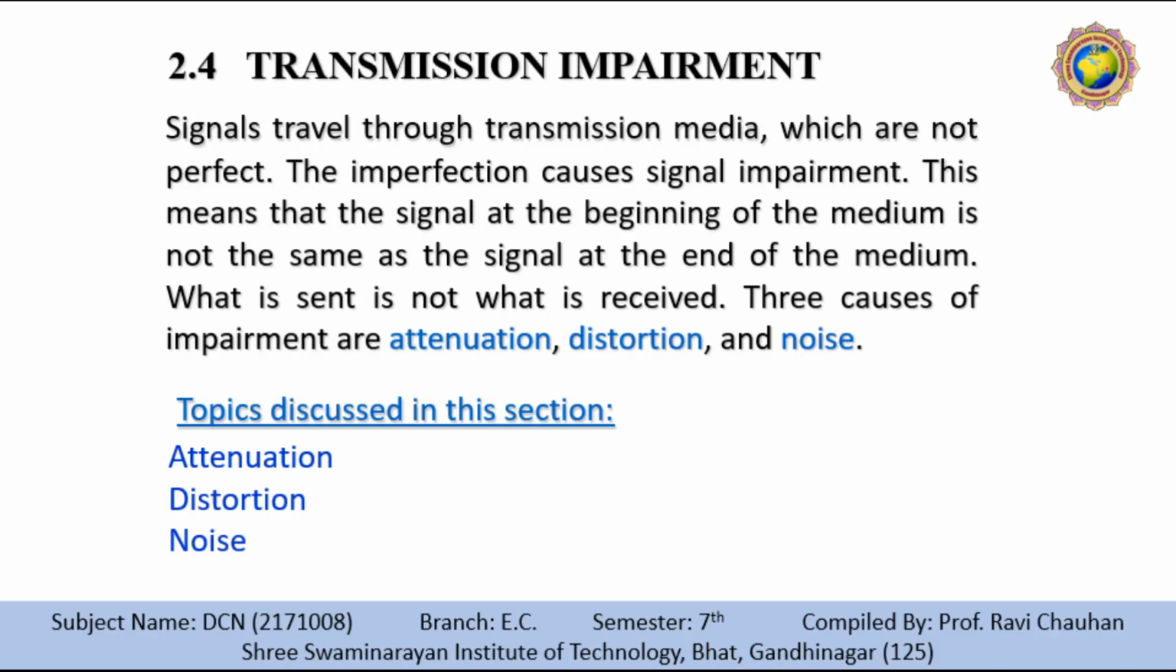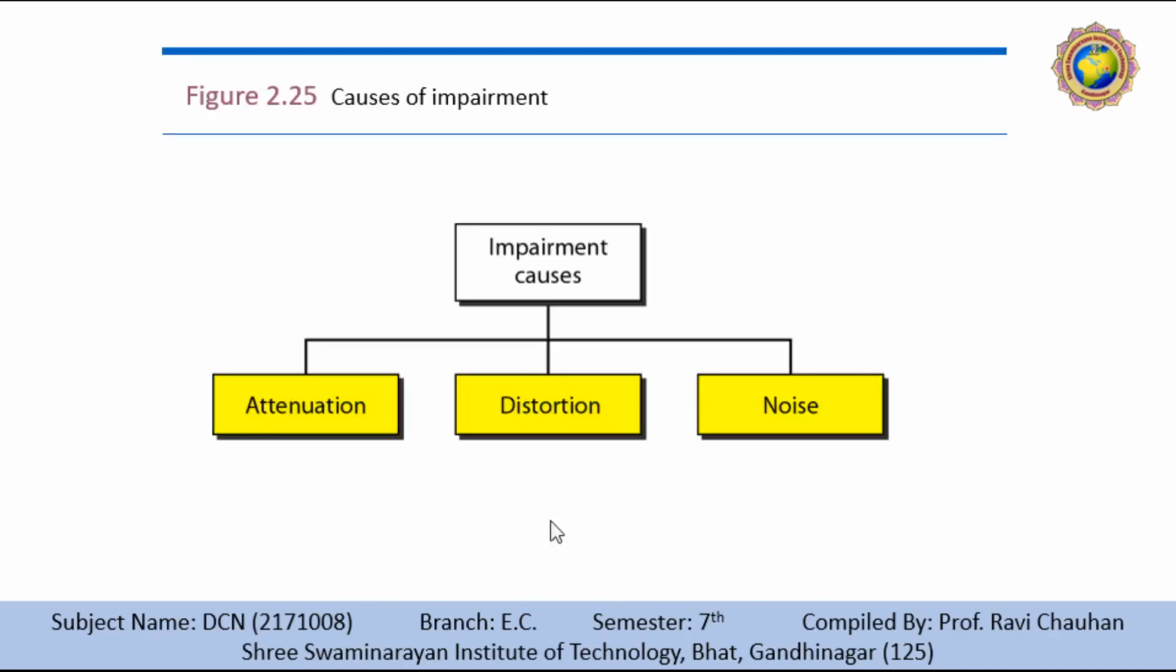Next is transmission impairment. Signals travel through transmission media, which are not perfect. The imperfection causes signal impairment. This means that the signal at the beginning of the medium is not the same as at the end of the medium. What is sent is not what is received. Three causes of impairment are attenuation, distortion, and noise. So these are the three points we are going to see: attenuation, distortion, and noise.